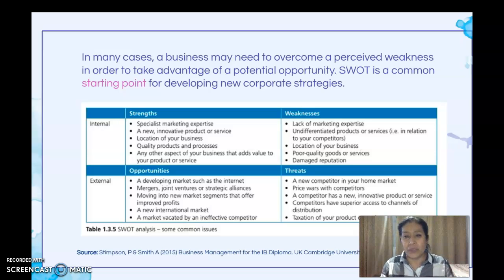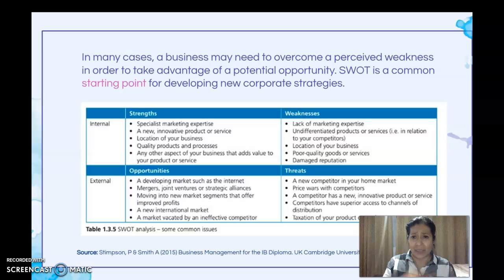Which are the possible threats? Well, whenever a new competitor is nearby, okay? Whenever you're starting a price war with your competitors, whenever a competitor has a specific innovative product or service, okay? Or whenever the competitors have superior access to channels of distribution, okay? When they have these good possibilities, they are supposed to be the threats to our organization, okay?